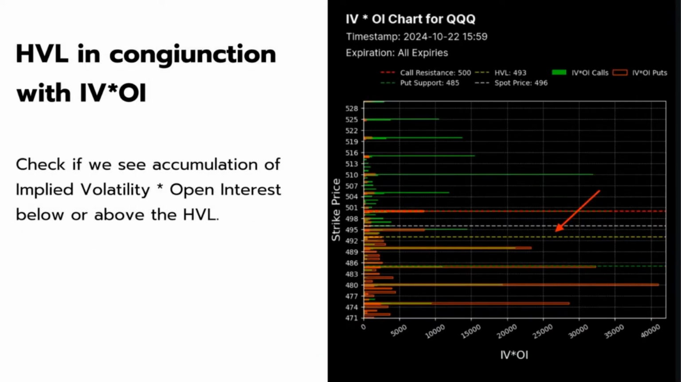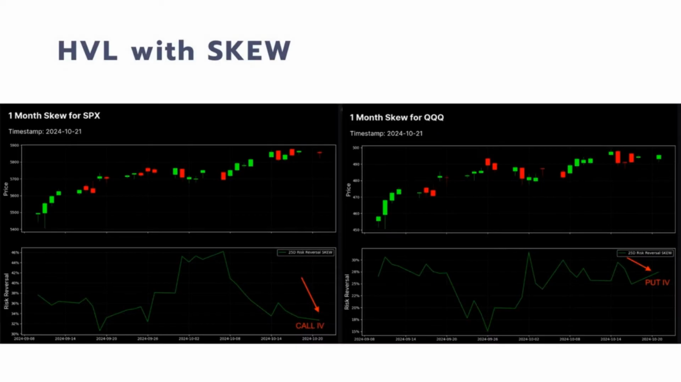We can also use it in conjunction with one of our other models, which is the implied volatility times open interest. Again, we want to monitor if we see a spike in strike prices that exhibit a large implied volatility and open interest, because that also could be a magnet or a reaction zone if the price were to drop below the high vol level.